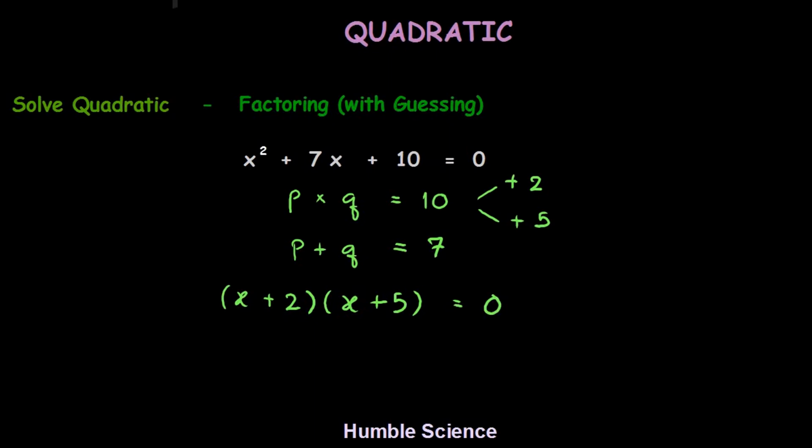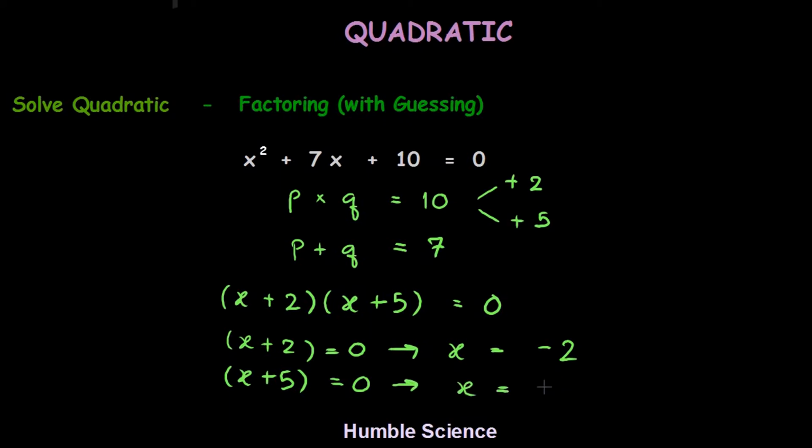And from here we have to answer: if x plus 2 is equal to 0, that means x is going to be equal to minus 2. But if x plus 5 is equal to 0, that means x is going to be equal to minus 5. So this is the answer, minus 2 or minus 5.